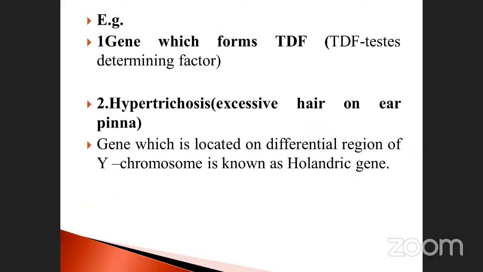So what examples were given? The gene which forms the TDF. Note it down, TDF, testis determining factor. Hypertrichosis is nothing but excessive hair on the pinna. This is also one of the hormonal. The hair on the pinna and so many things, the mustache, all those things are responsible for the Y chromosome only, because the Y chromosome indicates the male sex, not only the male sex chromosome, male sex hormone is also responsible for the Y chromosome. Androgen, testosterone is also responsible for the Y chromosome.